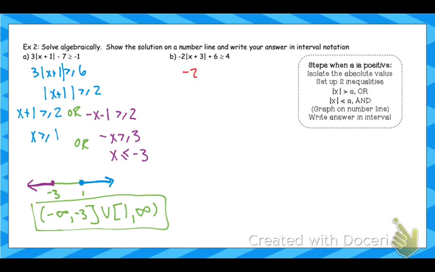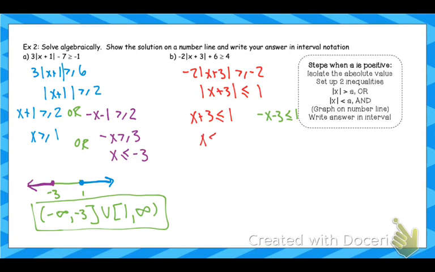So what I'm going to do is get the absolute value by itself. And I'm going to divide by negative 2. Remember, when you divide by a negative, you flip the sign. Now I'm going to separate this into two inequalities. So one of them, I keep the signs the same. I don't change anything. On the other one, I change the signs of what's inside the absolute value. And then I'm going to solve both of these inequalities.